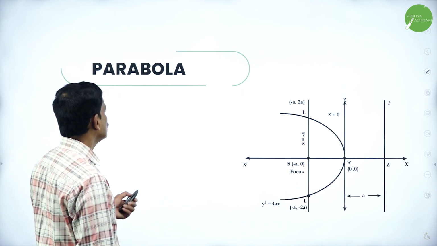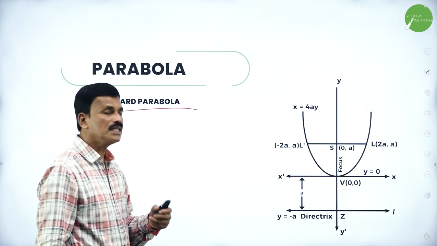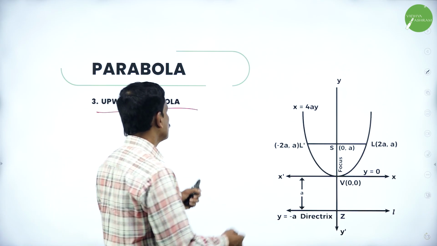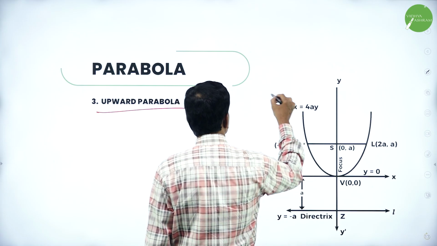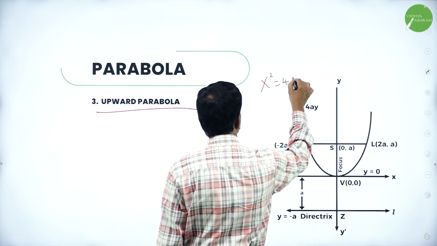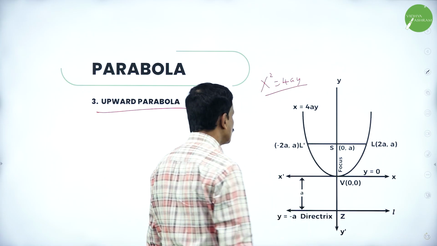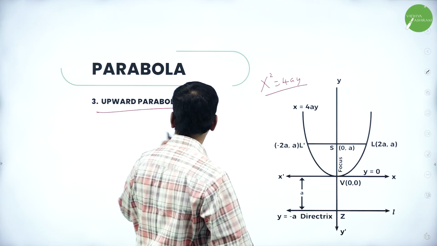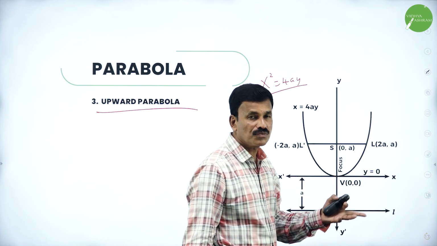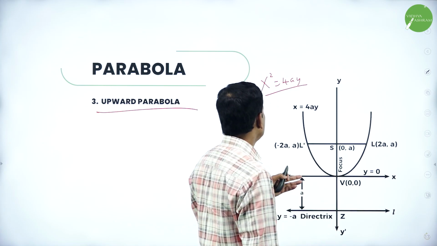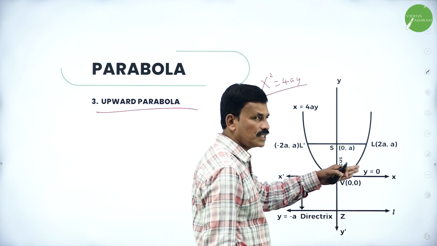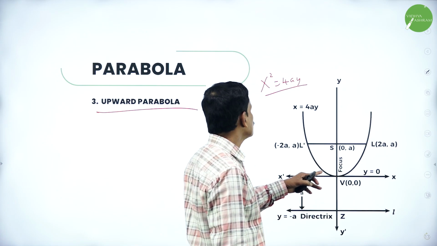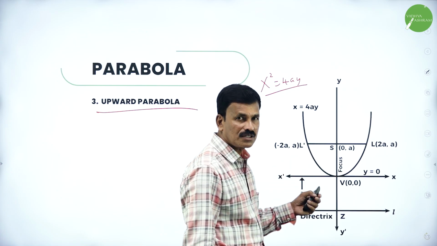Now similarly, for the parabola opening upward, the equation is x square is equal to 4ay, just interchange x and y. So x square is equal to 4ay is the parabola which is opening upward. So the focus is 0 comma a and the vertex is 0 comma 0. And LL dash is the length of latus rectum.